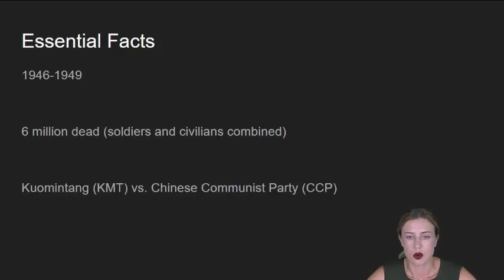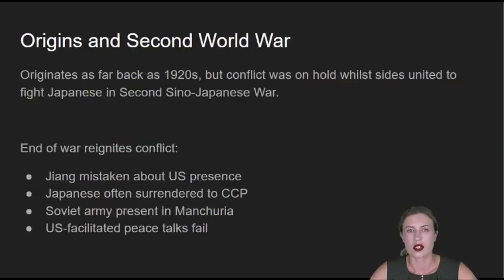The origins of this war stretch really far back into the 1920s, although the conflict is put on hold during the Second World War and the Second Sino-Japanese War, as the two sides actually united to fight against the foreign invaders, the Japanese, which is why it doesn't officially start until 1946, although the origins go much further back than that. So what reignites the conflict after the Second World War?